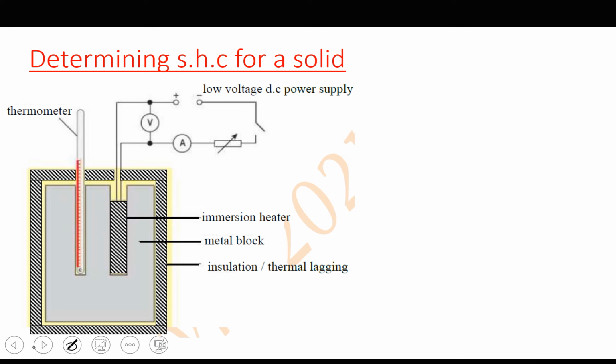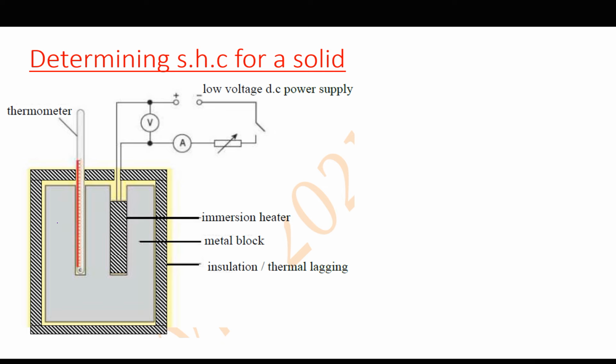Methods used to determine the specific heat capacity. Let's begin with a solid. The simplest way of determining the specific heat capacity of a solid is maybe using a cylindrical block of that solid, as shown here. Here I have a solid which has been cut into the form of a cylinder. You could be seeing rectangular, but me, I'm seeing a cylinder.